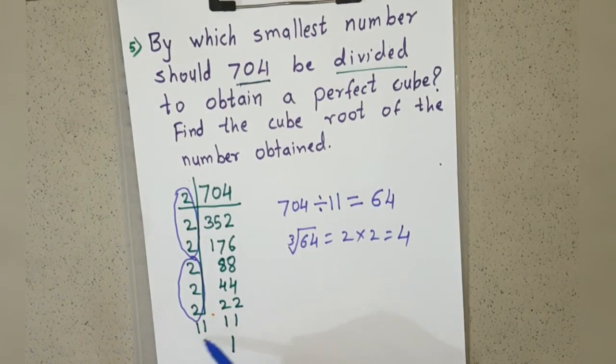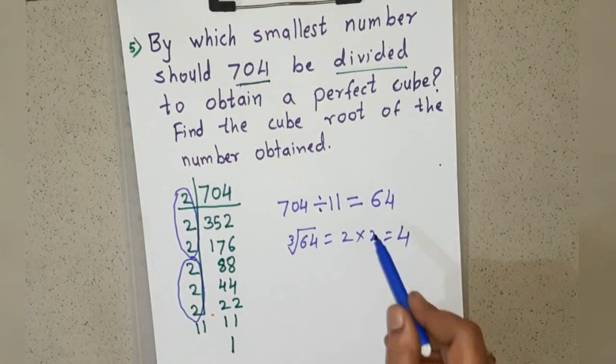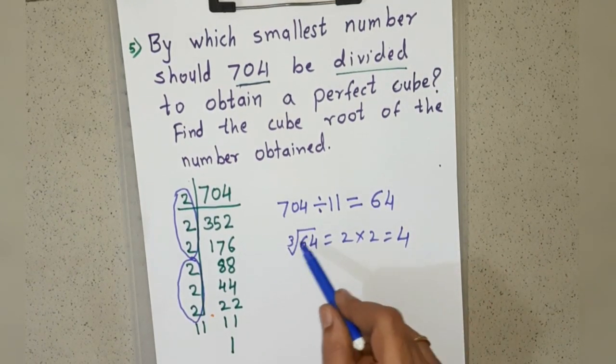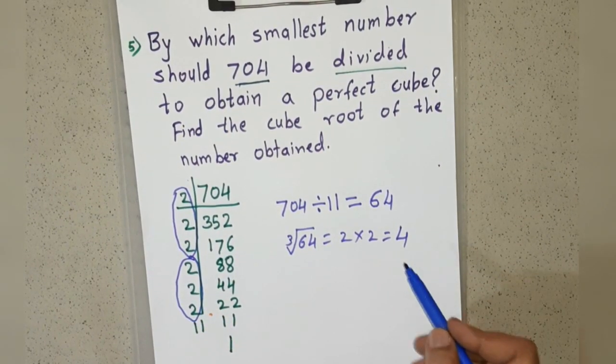Okay, so we want to get rid of 11. So we divided by 11. We got 64, and 64 is a perfect cube and it is a cube of 4. To obtain the cube root, we just take 1 out of each triplet and we find it.